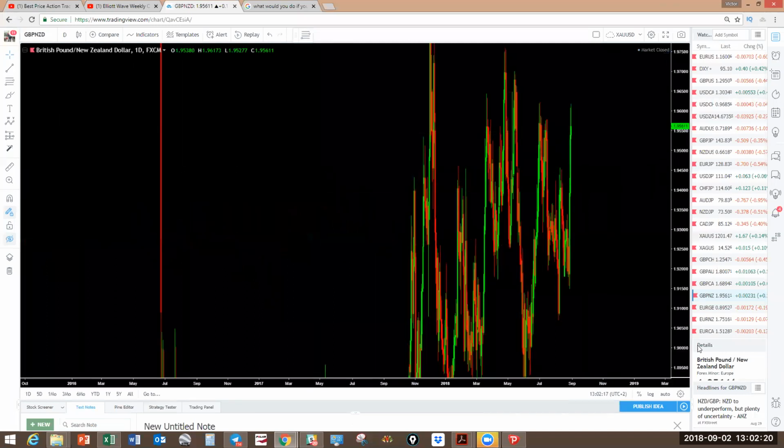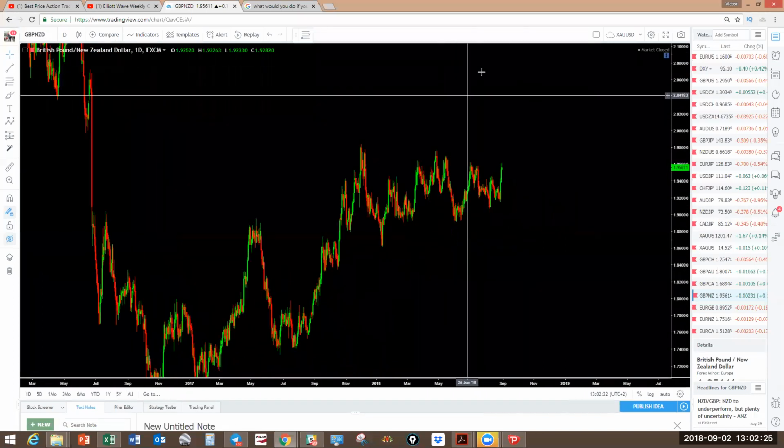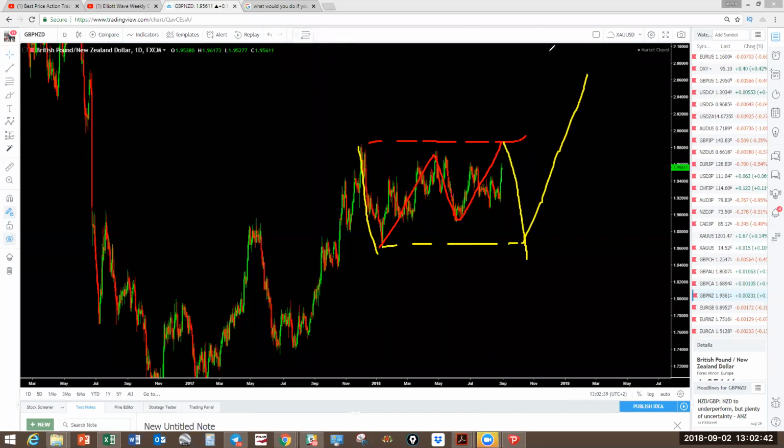Let's have a look. This is the daily. So yes, very clear structure on Pound New Zealand, very clear. You've got this 3-wave move to the downside, and you're getting this 3-wave move to the upside that could come back and retest that level. And what structure will that give you? It will give you a structure like this, and then the move to the upside. So where are we now? We are here. Let's do this one in green. If you get a corrective structure like this, then you're completing this move.